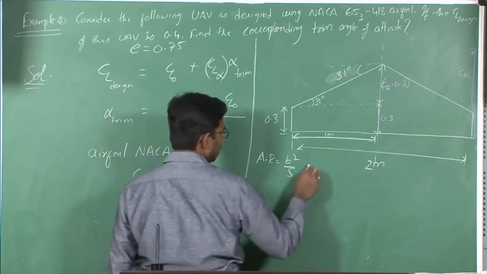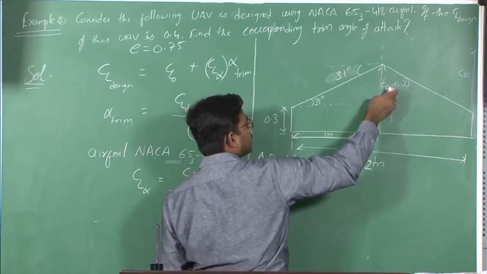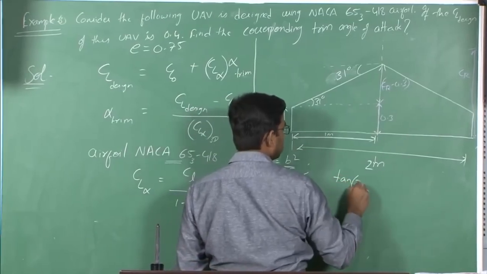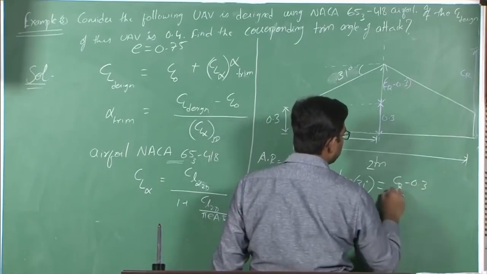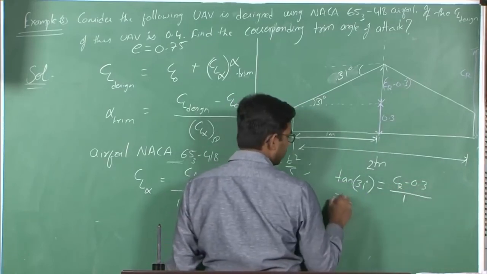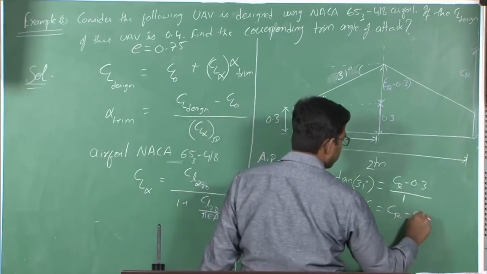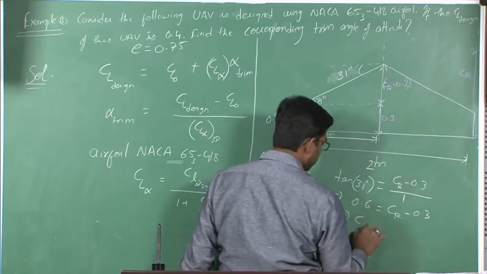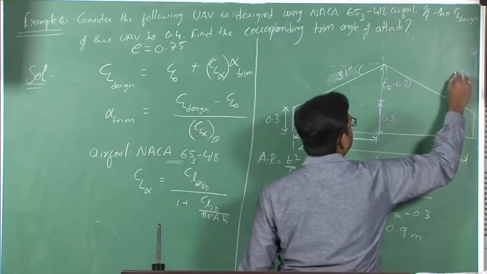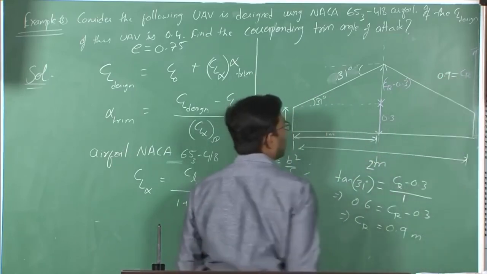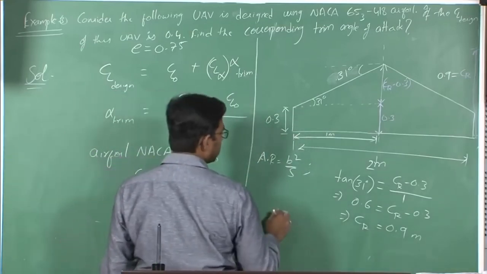To find this aspect ratio, I need to know the area here, and to find this area, I need CR here. So, tan 31 degrees is equal to CR minus 0.3 divided by 1. This implies tan 31 is approximately 0.6, which is CR minus 0.3. This implies the root chord is 0.9 meters. So, CR here is 0.9.